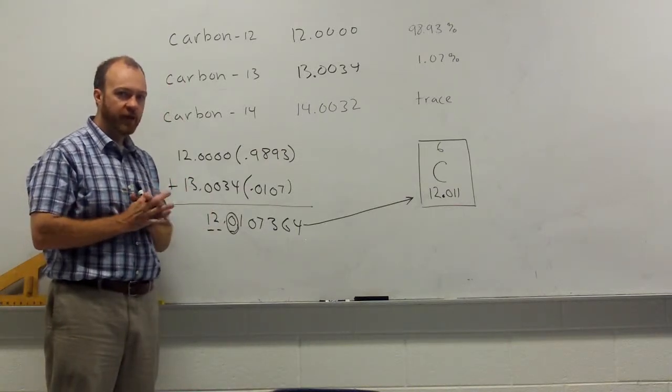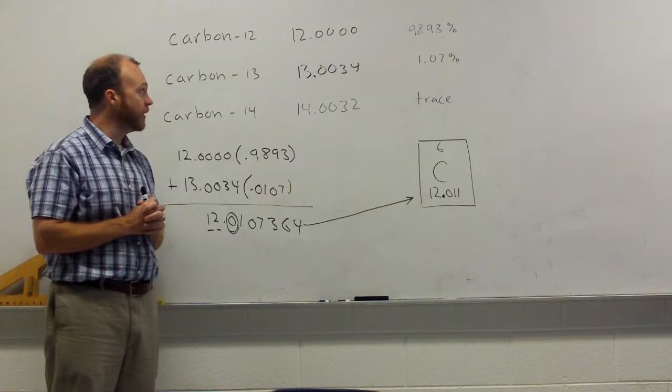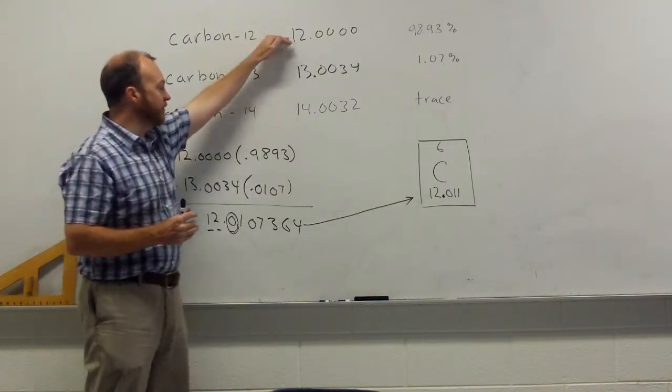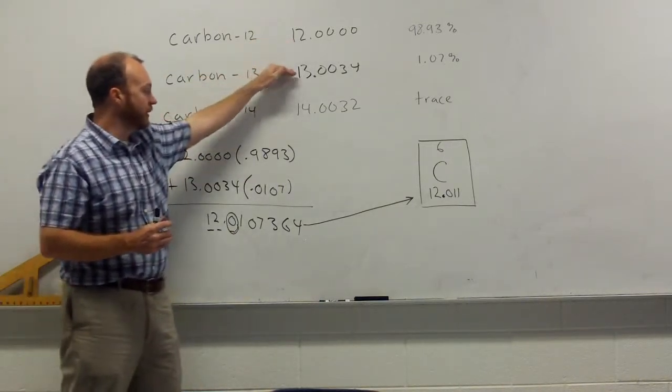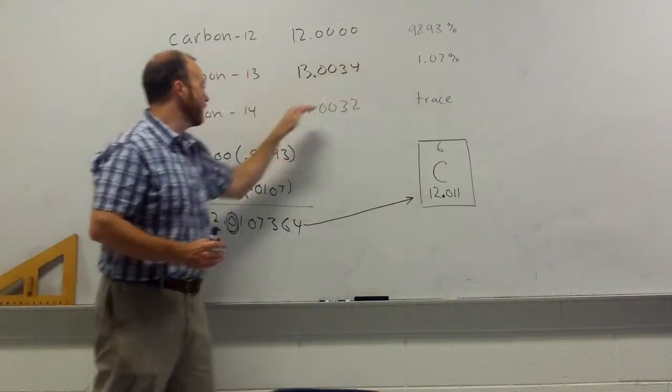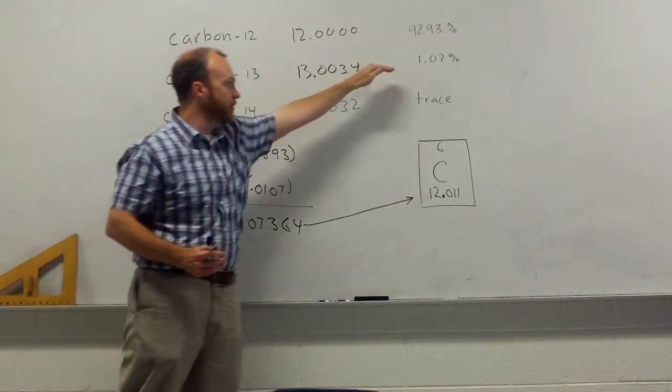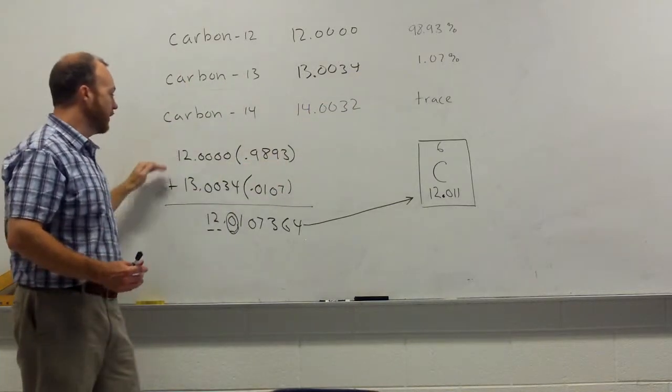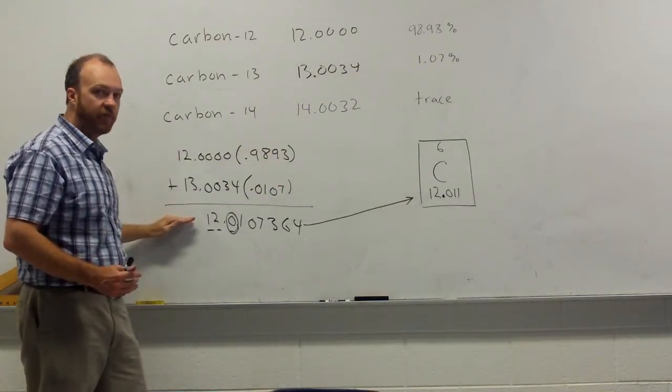I want to re-emphasize, if you are finding the average atomic mass, take the mass of each naturally occurring isotope and multiply it by its percent abundance, written as a decimal. Then add up those values, and that will give you the average atomic mass.